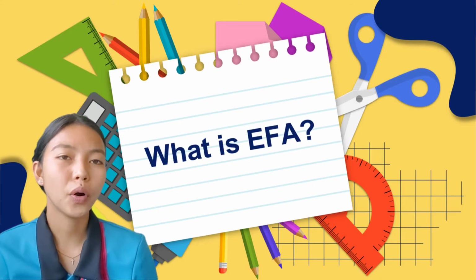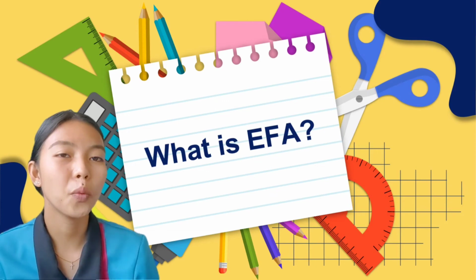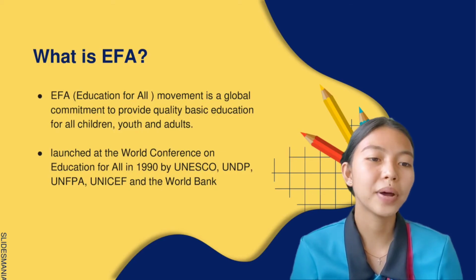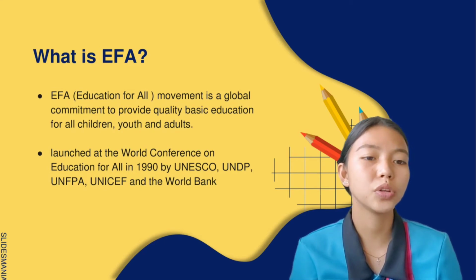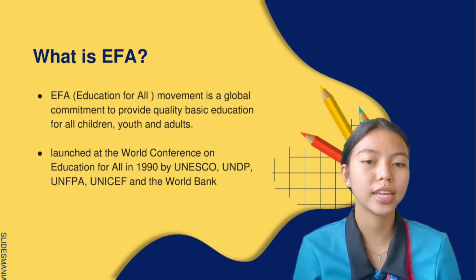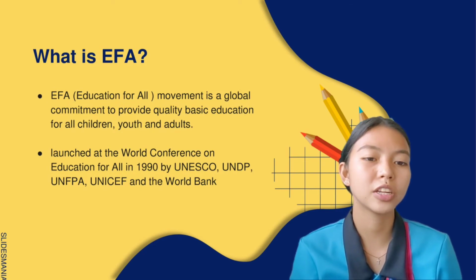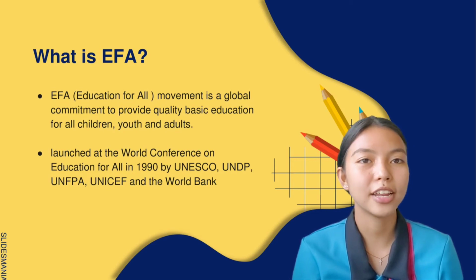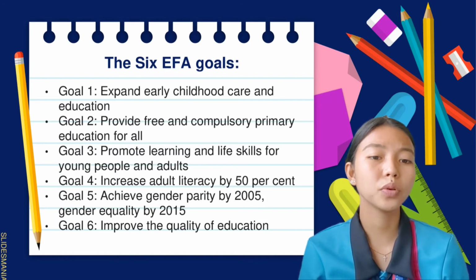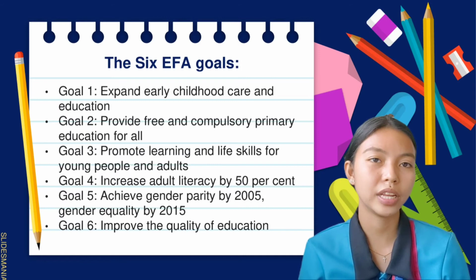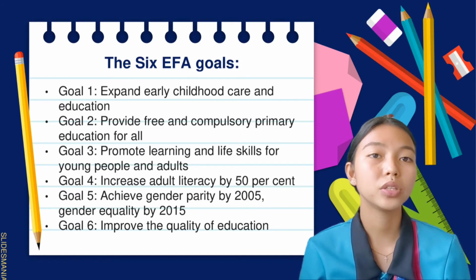Now, let's move on to our last topic, which is EFA. Do you know what EFA is? Participants endorsed an expanded vision of learning and pledged to universalize primary education and massively reduce illiteracy by the end of the decade 2005 to 2015. They identified 6 key educational goals which aim to meet the learning needs of all children, youth, and adults by 2015.